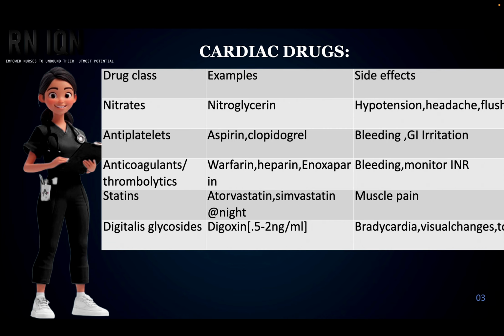So major side effects which we can see for that drug are hypotension, headache and flushing of the skin, especially on the face. In order to prevent blood clots, we prefer antiplatelets, especially aspirin and clopidogrel. And the major side effect for this is bleeding as well as GI irritation.